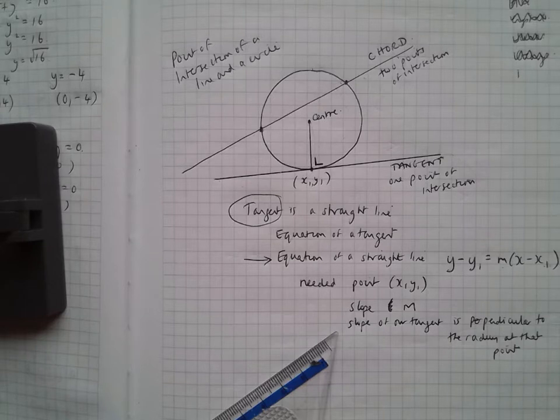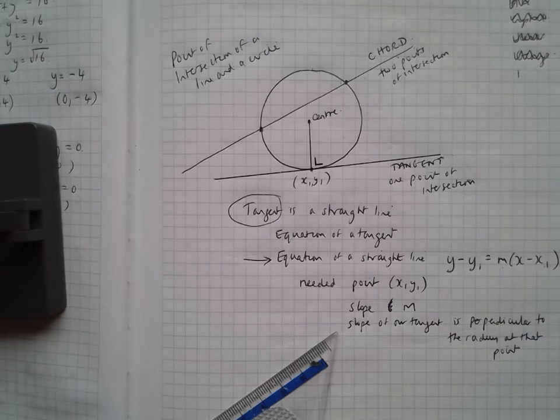So let's just go through it one more time and then we'll look at a question and see how it works. We're going to be asked in a minute to find the equation of a tangent to a circle. We know that a tangent to a circle is a line that cuts the circle at one point. We know that the tangent is a straight line. So when we're asked to find the equation of a tangent, we're being asked to find the equation of a straight line.